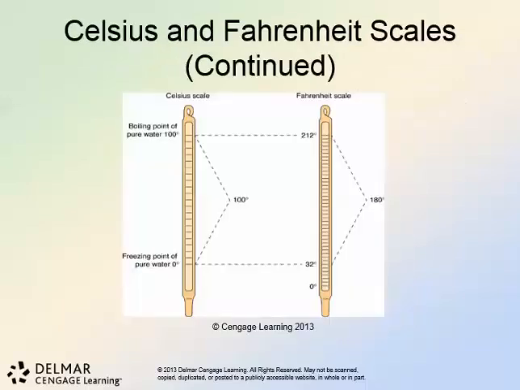Now in healthcare, we will use two different scales, the Celsius and the Fahrenheit scale, and we're most familiar with the Fahrenheit scale. And on the right, we have the Fahrenheit scale. Some important points about the Fahrenheit scale is that if you look at where pure water freezes, it's 32 degrees. Well, in the Celsius scale, that is 0 degrees Celsius. Where pure water boils on the Fahrenheit scale is 212. That's 100 degrees on the Celsius scale.